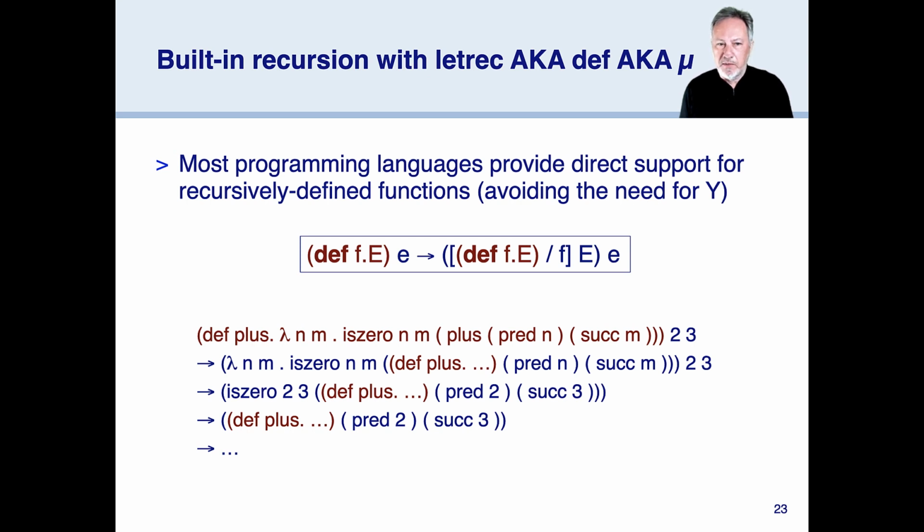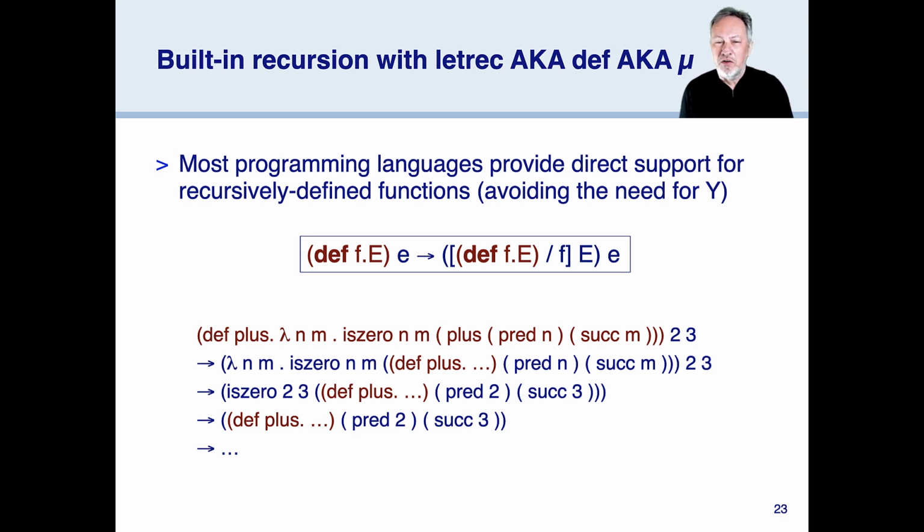So, as a consequence, most programming languages, instead of giving you something like the Y combinator, offer you a built-in mechanism for defining recursive functions. And it requires essentially its own rule. Here's what you might do in the lambda calculus to avoid the need for Y.